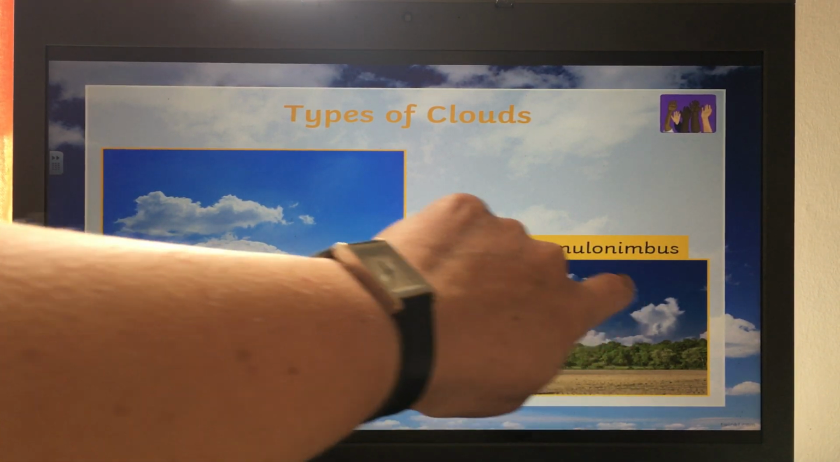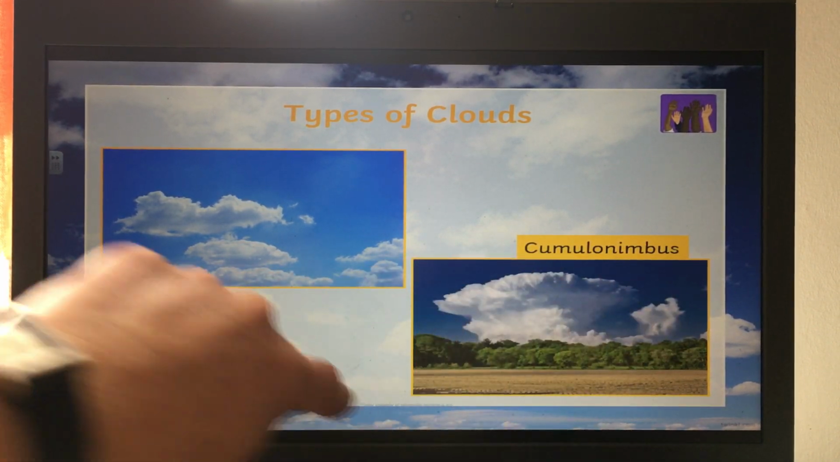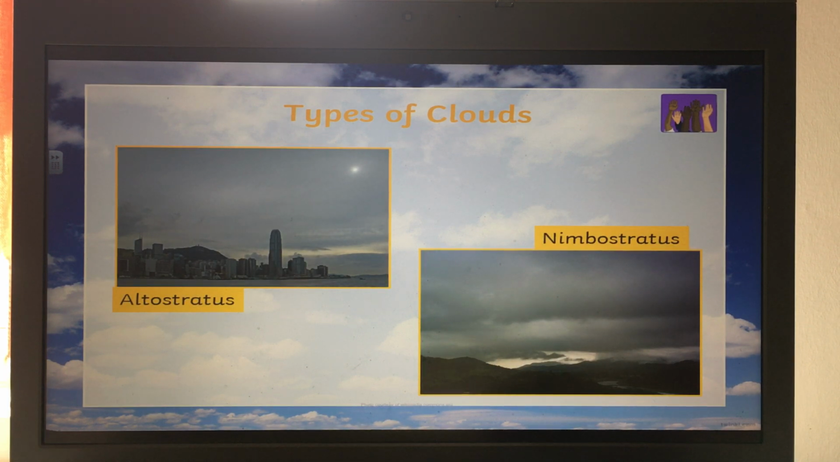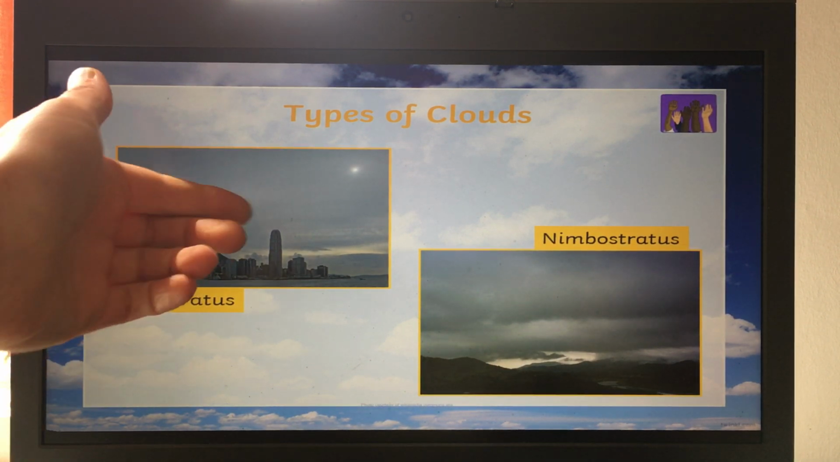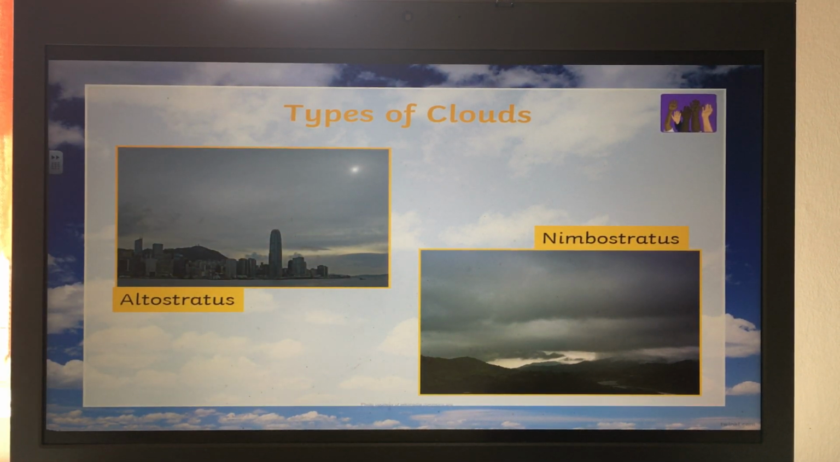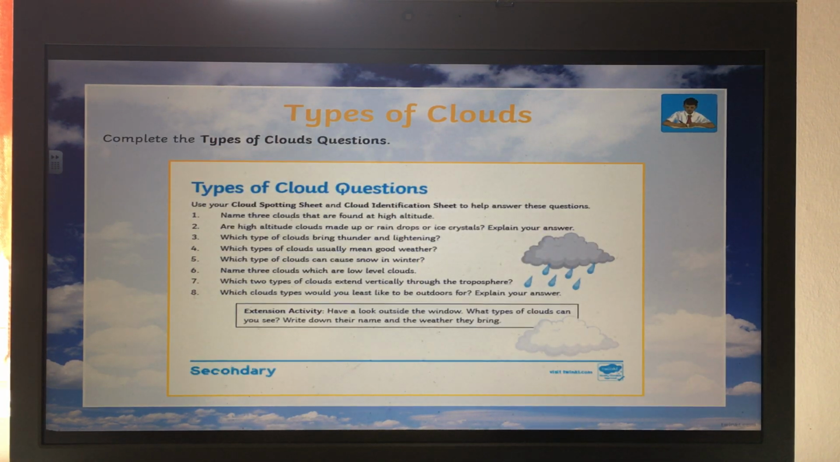Cumulonimbus, there it is. Looks almost like a mushroom cloud or something ominous, except it's white, pearly white. Altostratus, so it's higher up, you can still see the sun coming through over this city by the sea. Nimbostratus. Nimbo means it might bring rain, so look out of your window now and see. Do you think the clouds are going to bring rain? You're a meteorologist, remember? And here, pause the video when you need to, but here's some questions for you.